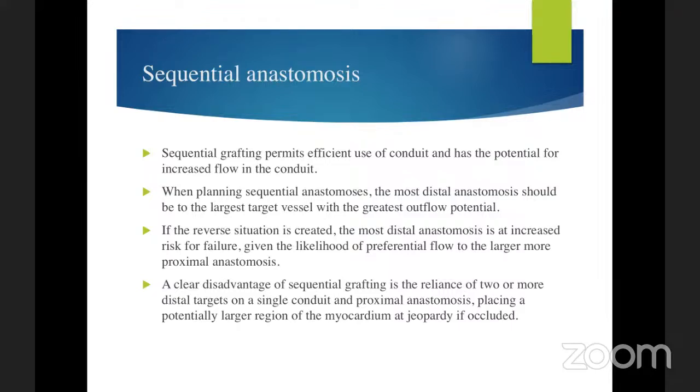A clear disadvantage of sequential grafting is the reliance of 2 or more distal targets on a single conduit and proximal anastomosis, placing a potentially large region of the myocardium at jeopardy if occluded.